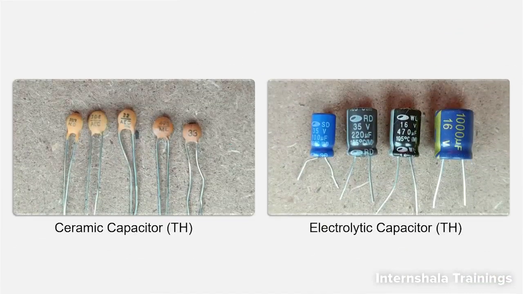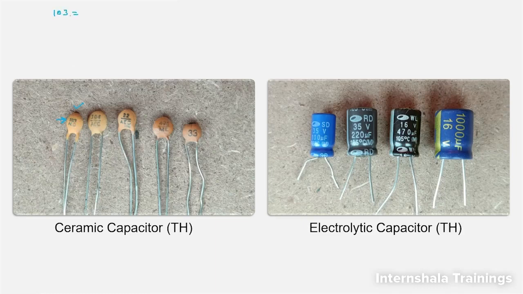Now let me show you how to calculate the value of a ceramic through hole capacitor and an electrolytic through hole capacitor. I have these capacitors with me, so let's calculate the values for all of them one by one. First, let's consider this capacitor, and on top of it, 103 is written. Let's calculate the value for this capacitor. I will write 103 here.